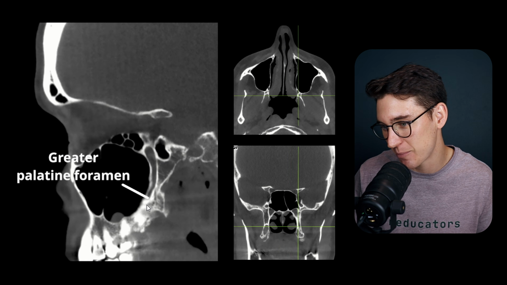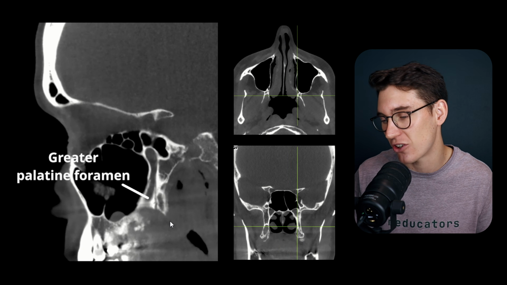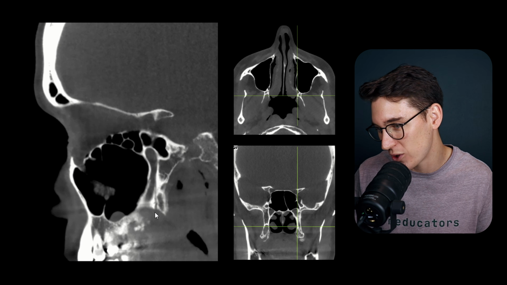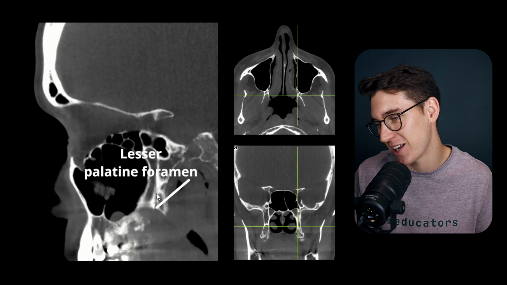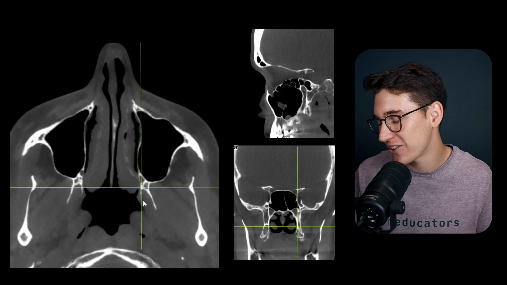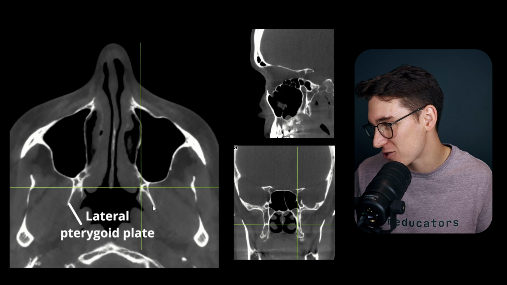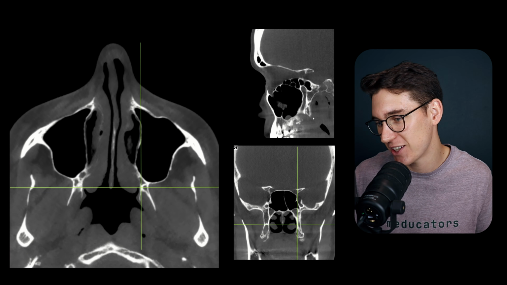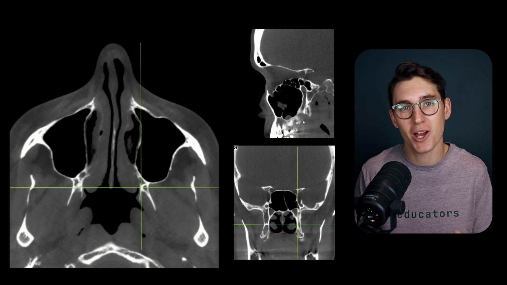You can see the greater palatine foramen here extending into the oral cavity, as well as the smaller, lesser palatine foramen lying posteriorly here. Posterior to that are the medial and lateral plates of the pterygoid bone. You can see how close contact we have between the palatine bone and the sphenoid bone here.